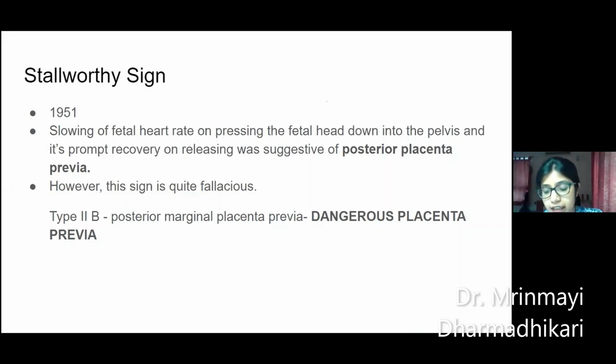All of you will agree that even in a normal pregnancy with a normally situated placenta, if you try to push the fetal head down into the pelvis or apply any kind of pressure, even during the course of labor, on the fetal head, it will give rise to fetal bradycardia because of vagal stimulation. Okay, so this is why type 2B is called a dangerous placenta previa. It is a posterior marginal placenta previa.